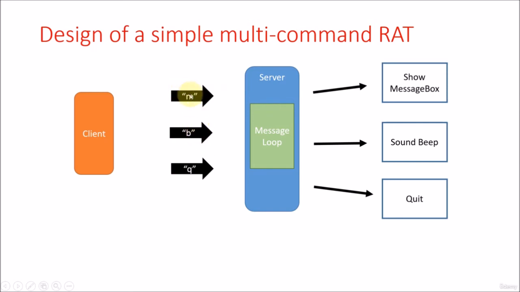Each time it accepts an M command, it's going to display a message box. Each time it accepts a B command, it's going to sound a beep. So this is a simple template which we will be developing further for a more advanced RAT later on in the course. For now, we are going to do this project so that you get an idea of how to create a message loop that can continue to loop, to continue to accept commands.